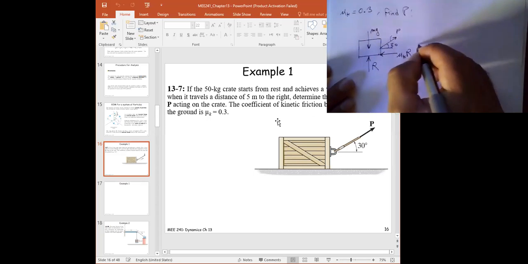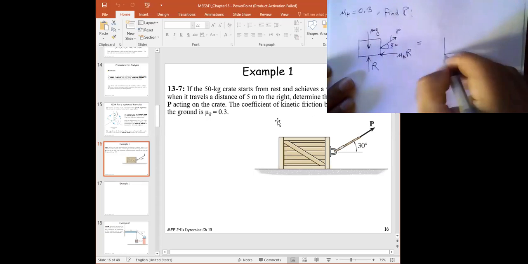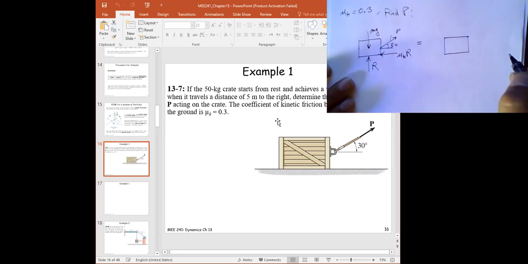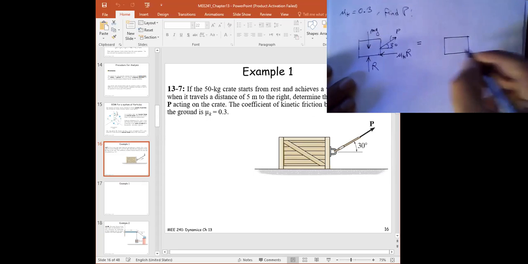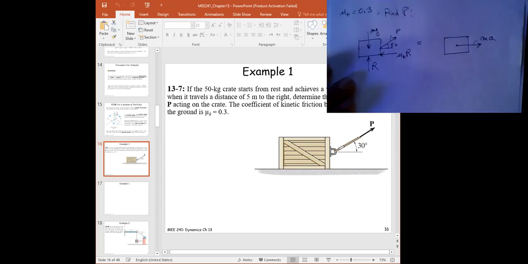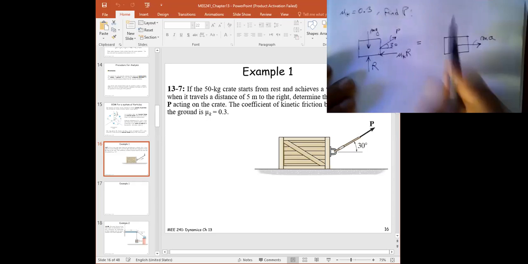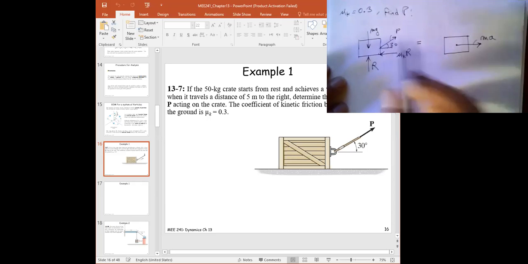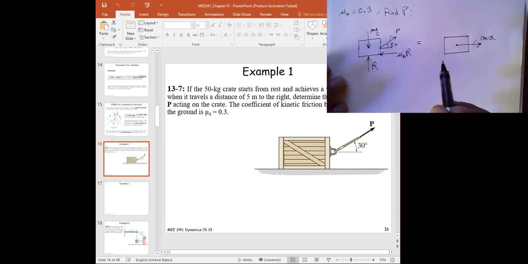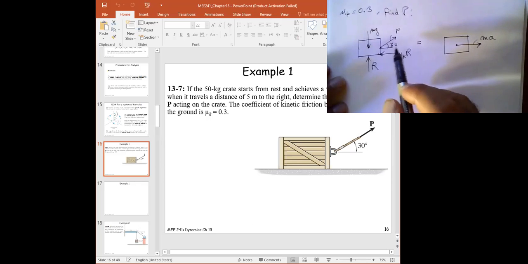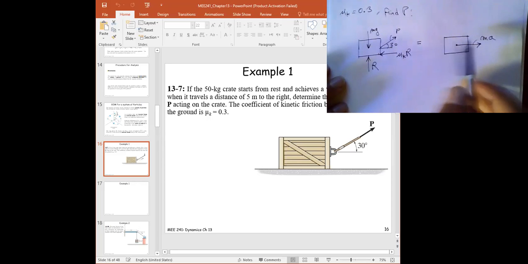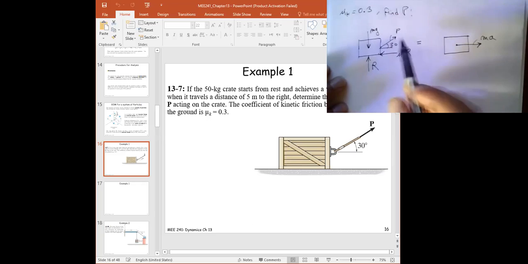Okay, how about the right figure? MA to the right. We only have one MA, we don't split it. It's not going up, right? If we have forces in X and Y, MA would also be in X and Y. Exactly, it's moving only in X. So okay, we need to find P.